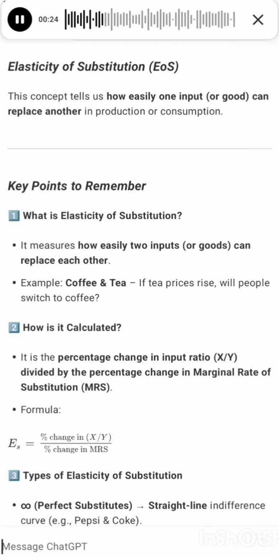2. How is it calculated? It is the percentage change in input ratio X for Y divided by the percentage change in marginal rate of substitution, MRS. Formula: ES equals the percentage change in X over Y, divided by the percentage change in MRS.